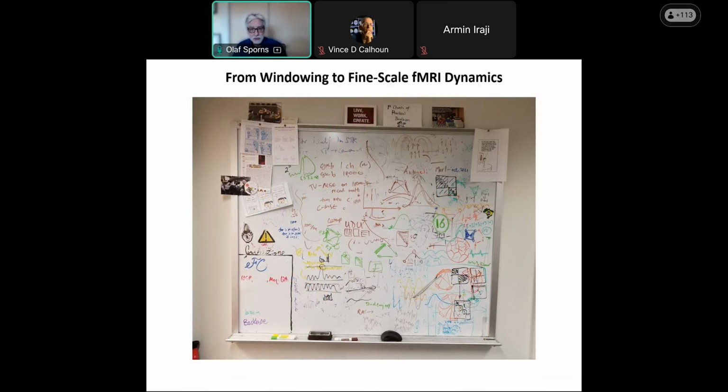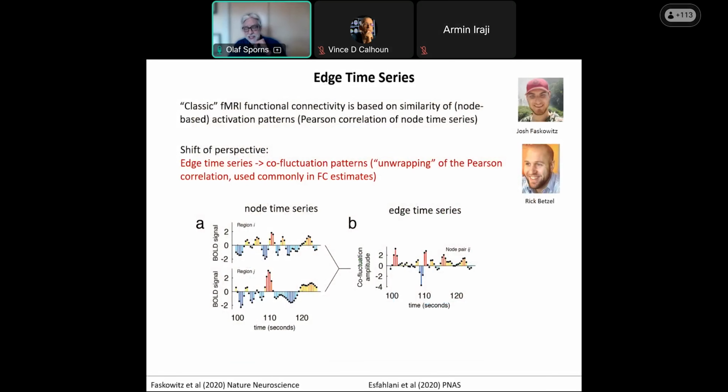We looked for ways to get to dynamics in a slightly more straightforward way, and perhaps zooming in on the more momentary fluctuations, the fluctuations that occur at single TR resolution in fMRI. And Rick Betzel, my colleague at the time, and Josh Faskowitz, my grad student, came up with the following idea, which was, I think, quite nice and has given us a lot since then.